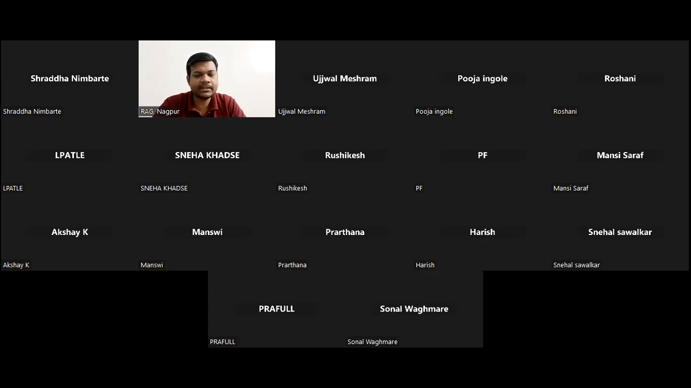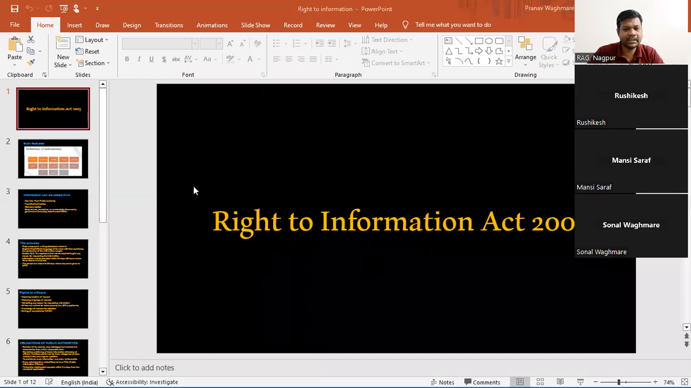So I am officially ending structural geology here. Okay, and now we'll start with a new and very important aspect of this paper, and that is right to information. This is something different from whatever we have learned till now, or whatever we are learning in the class. Is my screen visible to you? Yes, sir.